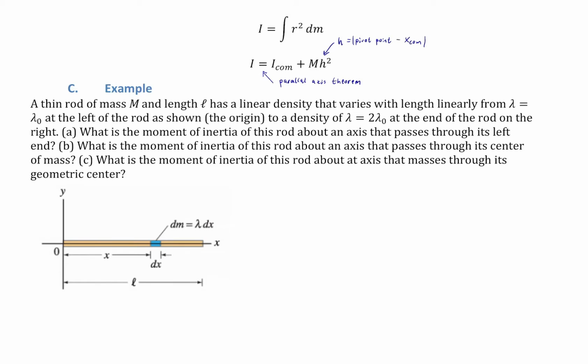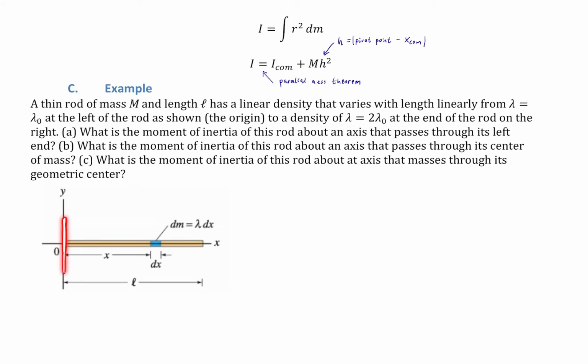We've got a thin rod, mass m, length L, that has a linear density that varies. I'm not going to do the uniform case; I just want to jump right to the second case. It's the same case. It varies from a density of lambda naught at one end to, you guessed it, 2 lambda naught at the other end. So it's the same function for linear density. And in part A, I asked: what is the moment of inertia of this rod about an axis that passes through its left end?